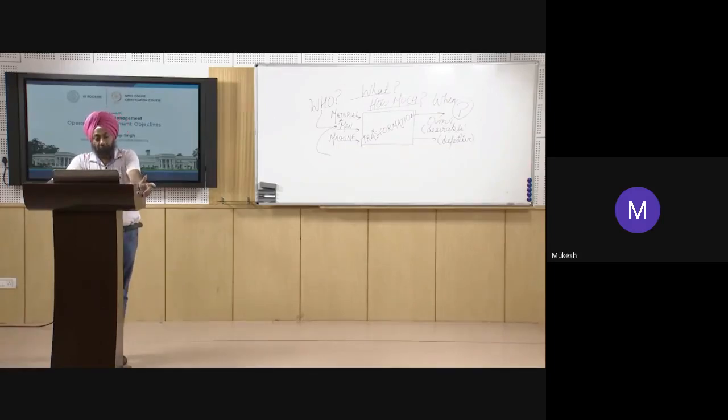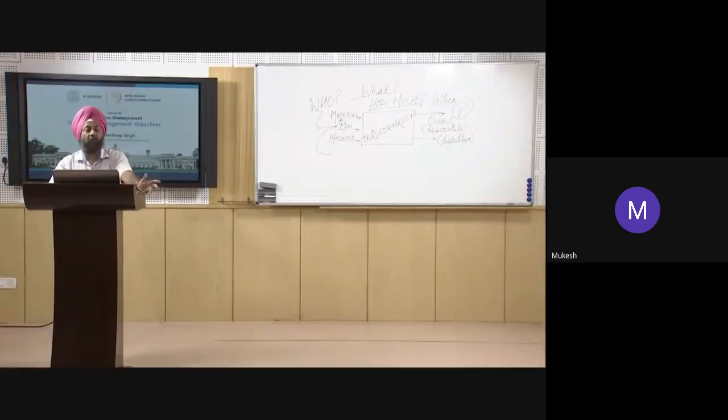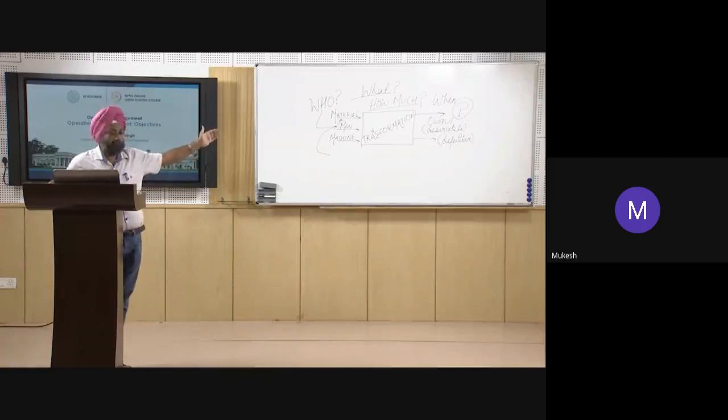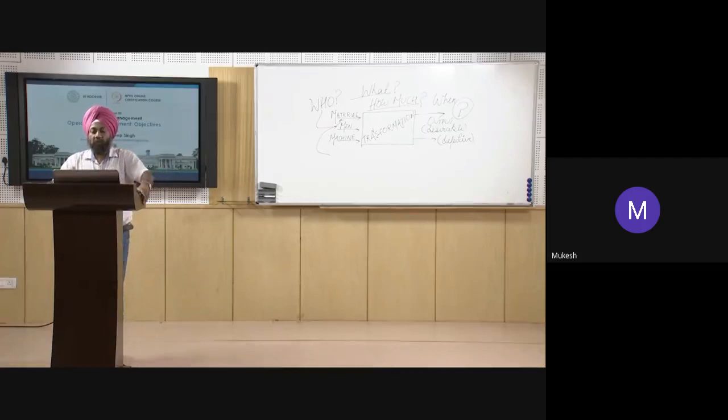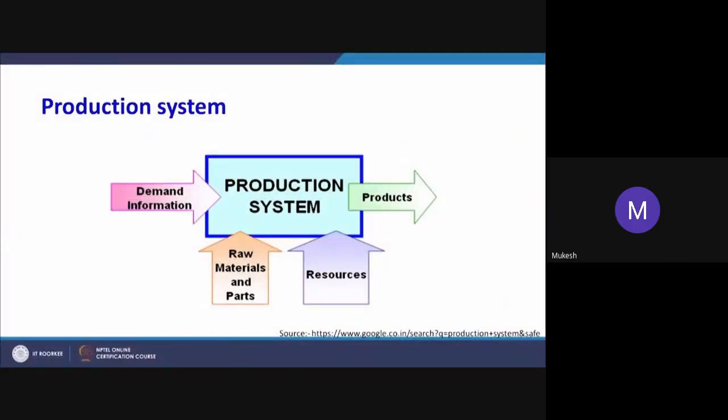Now, production system is a word which has come in the definition. What is a production system? I have already drawn the production system there. It is the way a firm acquires the inputs and then converts them and disposes of the output. So there are inputs, there is a transformation, and there are outputs. Then the operations manager: the people who are responsible for the transformation process from inputs to outputs.